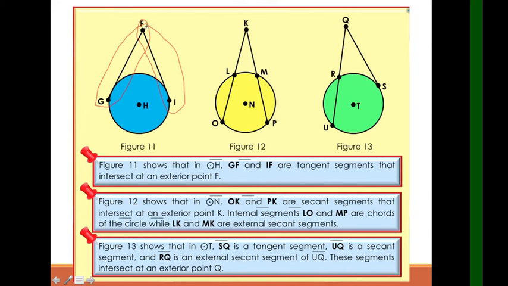In figure 12 naman, it shows the circle N with line OK and line segment PK, okay, are secant segments that intersect at an exterior point K. Secant sila kasi these are lines that touch. Actually, there's something wrong with the figure. Since we are talking about tangents and secants, there should have ganito, may mga arrow dapat yan. Okay? Because they are not segments, they are lines.